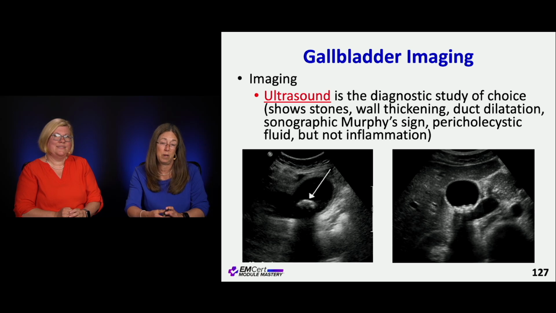So if they gave you pictures like this on an exam, you're going to see the stones. That's all that shadowy stuff. But you don't see pericholecystic fluid or a super thick wall or anything else that would tell you that this person has a lot of cholecystitis.